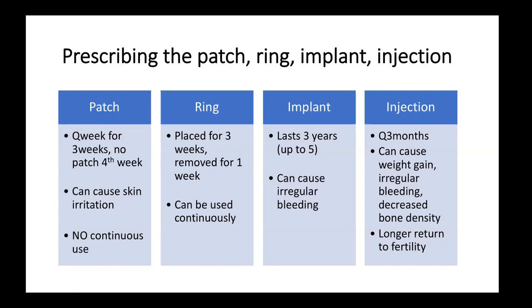And a lot of that has to do with the fact that you get the shot and it already has a three month duration of action, and then after that, it still takes usually at least another 3 months or so until a patient can get pregnant.